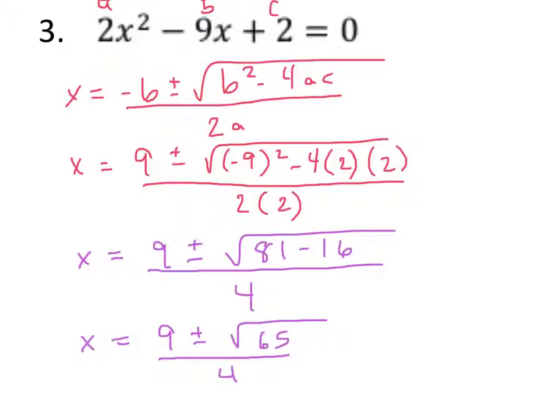So we can go ahead also and just approximate this to decimals. So to find out what x is approximately, I'm going to just use my calculator and type this in. So when I use my calculator, I do 9 plus the square root of 65, and I take that answer, divide it by 4, I'm getting 4.27, rounded. And then when I subtract, do 9 minus the square root of 65 divided by 4, I get approximately 0.23. So those would be my x-intercepts.